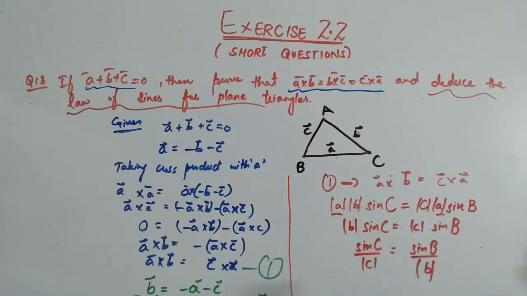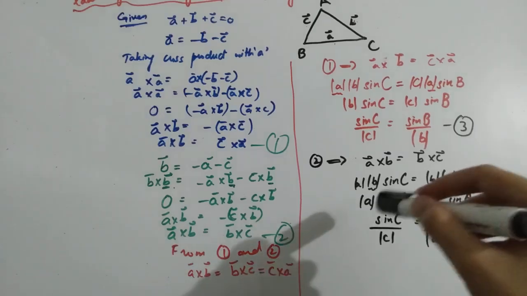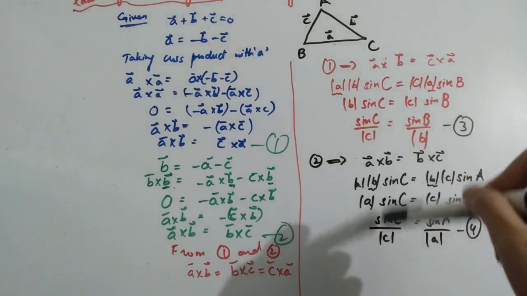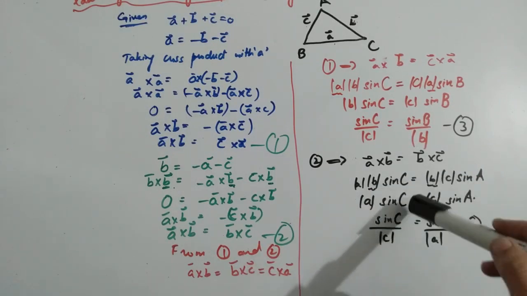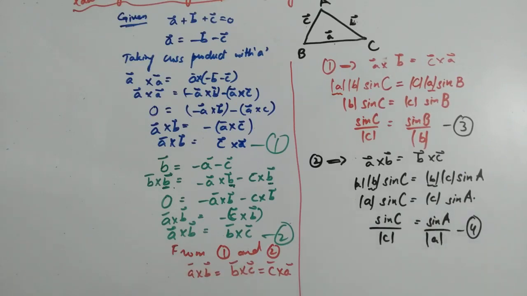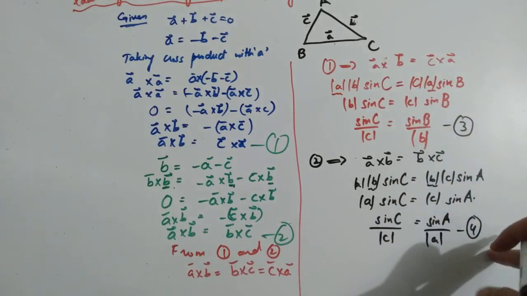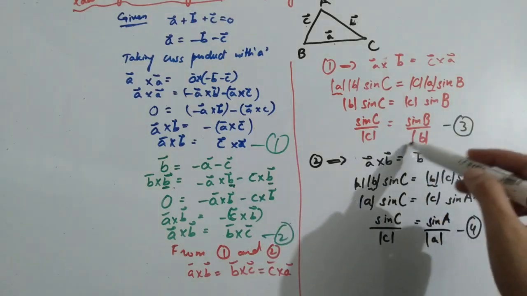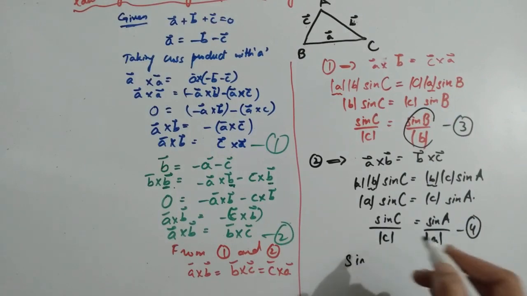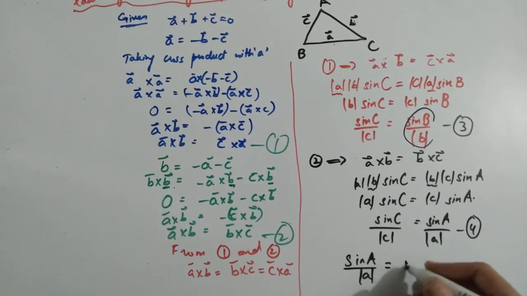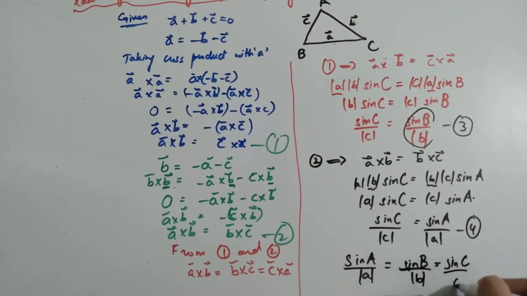Okay, now from equation 2, A cross B equals B cross C, and putting the formula of cross product on both sides, you will see that A sine C equals C sine A, and writing it as sine C over C magnitude equals sine A over A magnitude. Now combining equation number 3 and equation number 4, you see that sine C over C magnitude equals this and this also. So you can write sine A over A magnitude equals sine B over B magnitude equals sine C over C magnitude. Hence this is the law of sines for plane triangles.